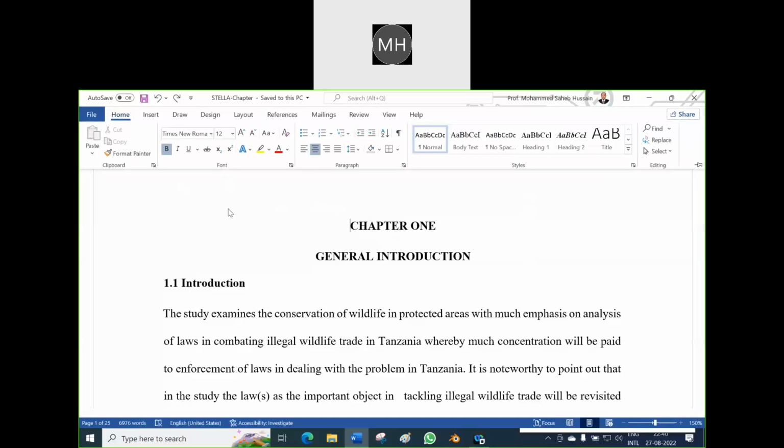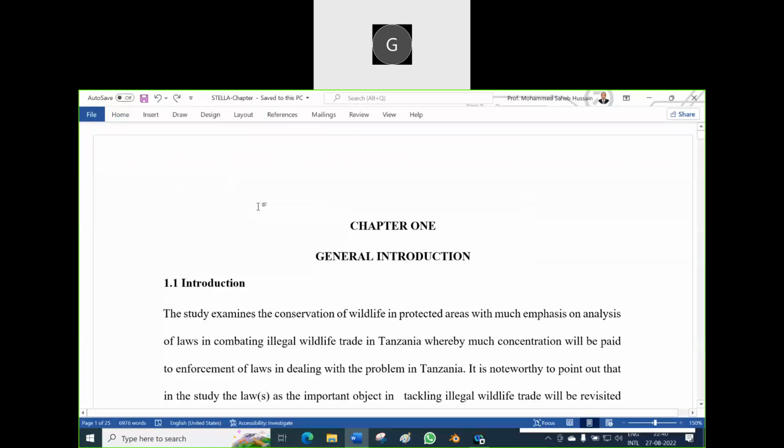Anyone? What is the size of the font? I did not ask about the style. 14? Wrong.